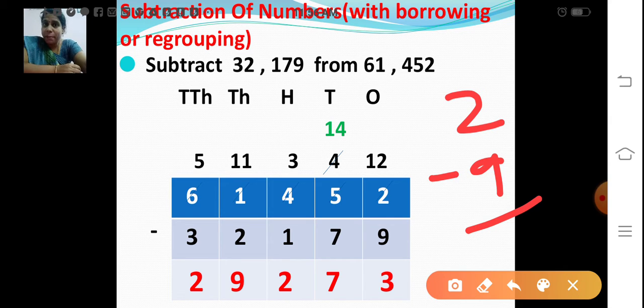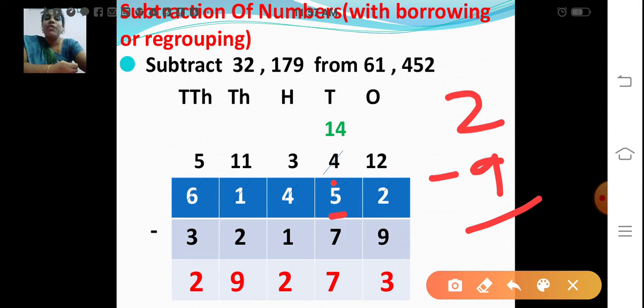What number do I have in the tens place? See, the number 5. If I am borrowing 1, the tens place will be reduced by 1, right? If I have 5 chocolates and I give 1 to you, what will happen? My 5 will be reduced by 1, right? So how many tens will I have now? 4 tens, because I gave 1 ten to the ones place, right?